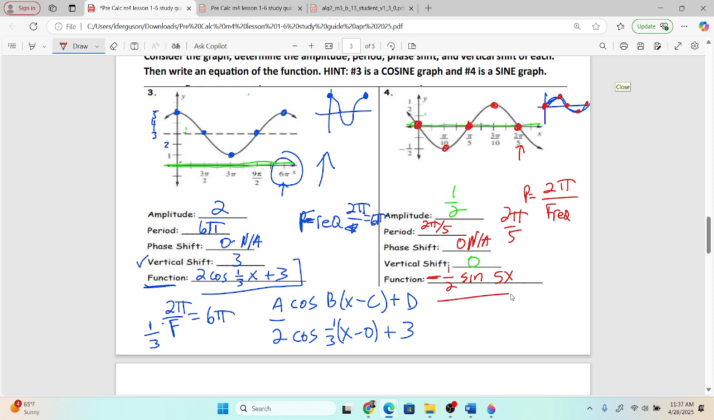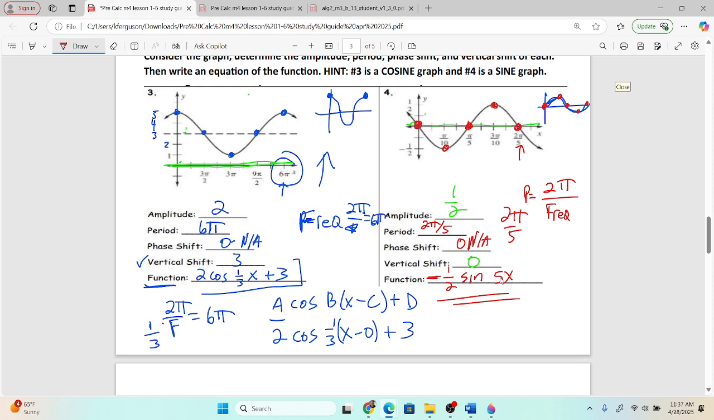So this right here is my function. It's negative 1 half sine of 5x. 5 is the frequency because when I do the period, 2 pi divided by the frequency, well, my period is 2 pi divided by 5. So then 5 is my frequency. So that's my answer right there for my function. Does anybody have any questions on that?